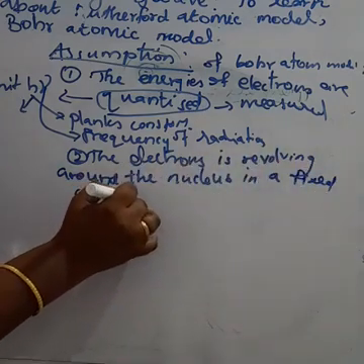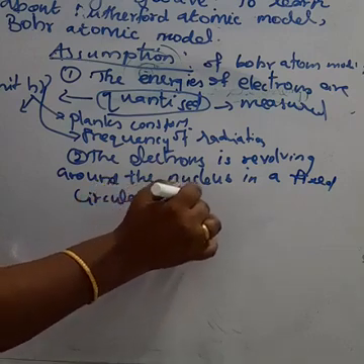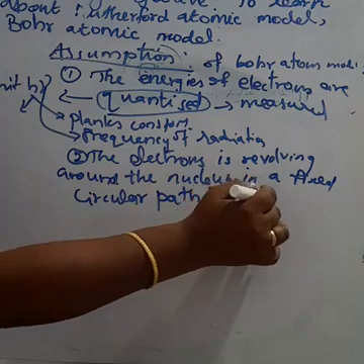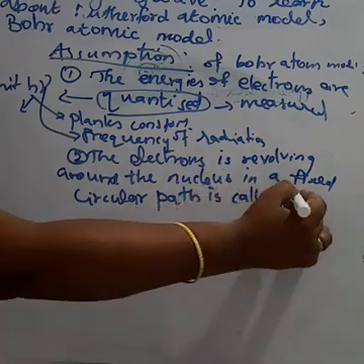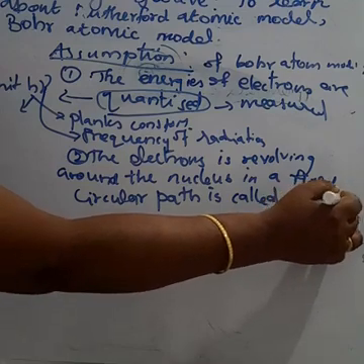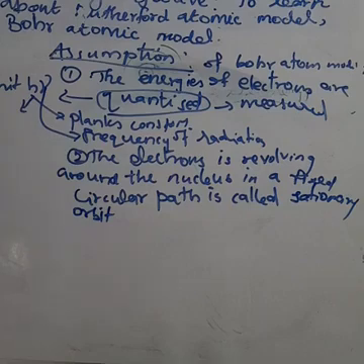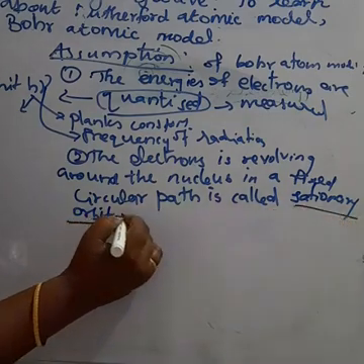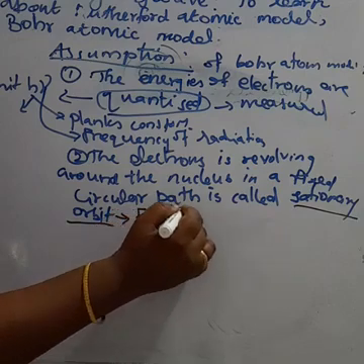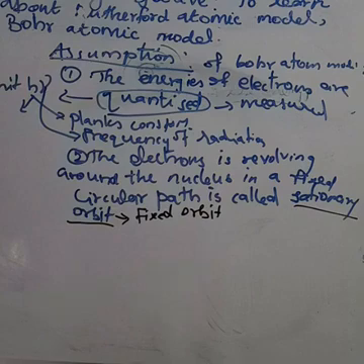The electrons revolve around the nucleus in a fixed circular path that is called a stationary orbit. What do you mean by stationary orbit? Stationary means a fixed orbit. That means the electrons move only in their own orbit, not entering the other orbits. But when we give any external energy, by heating or any other means, it can jump from one orbit to another orbit.